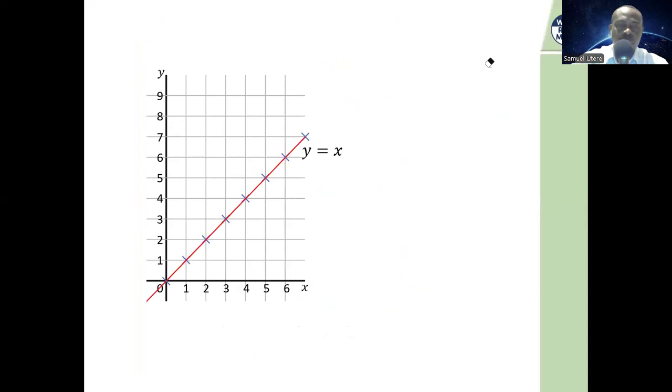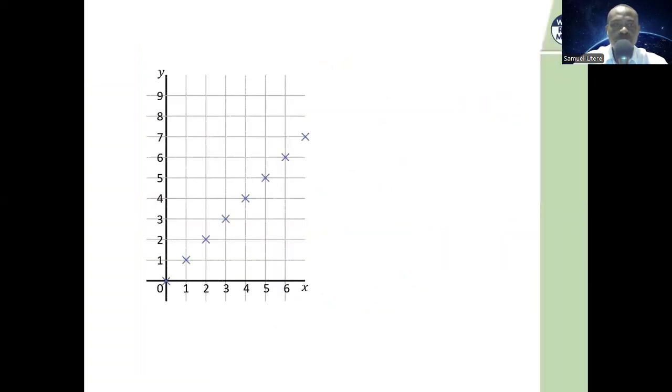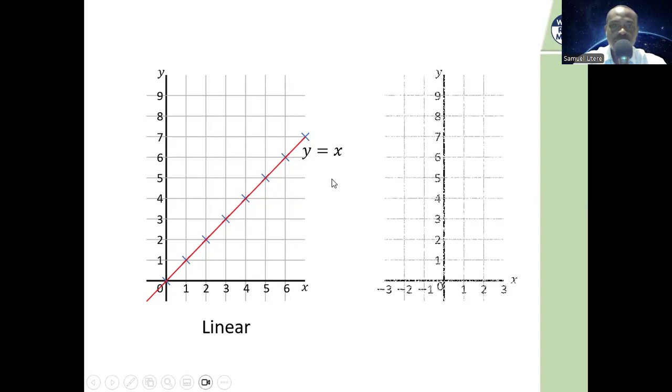What about this? If we plot this graph, y equals x, you will know that the line would look like this. You can do this in your own time using Desmos. You will see that the line looks like this. It goes through 0 and it cuts every corner of the squares like that. We know that's linear by now. We can clearly see it's a straight line.